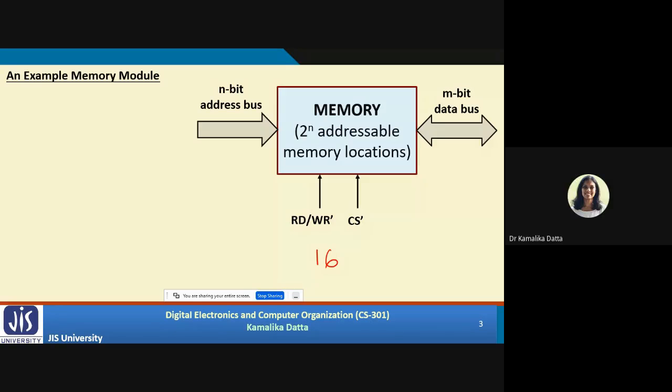2 to the power 10 into 2 to the power 4 is equal to 2 to the power 14. So, why 2 to the power 14? From where did you get 2 to the power 14?